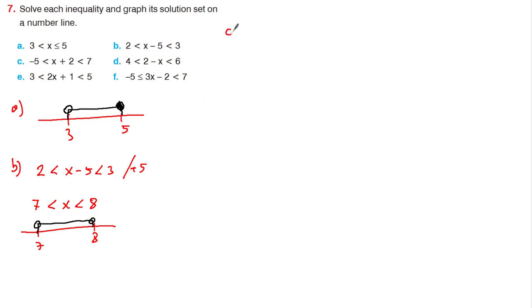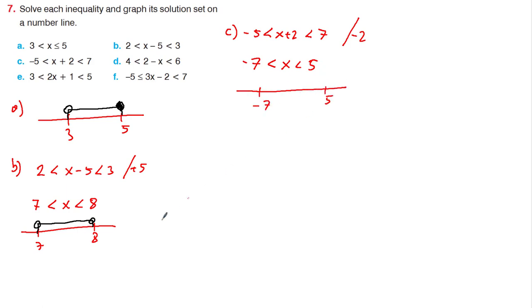Alright, under C, we get negative 5 is less than x plus 2 is less than 7. So we subtract 2. Actually, there are not two sides, there are 3 parts here. So we will subtract 2 from all sides here, and we get negative 5 minus 2, that's negative 7, is less than x, is less than 5. This one represented, it's something like this. So we have all x's from negative 7 to 5, excluding both of them.